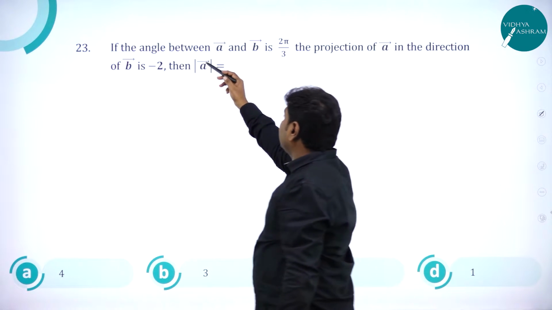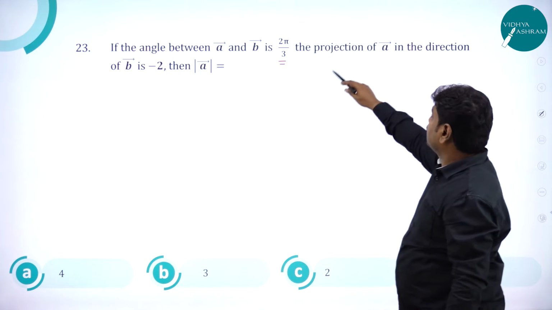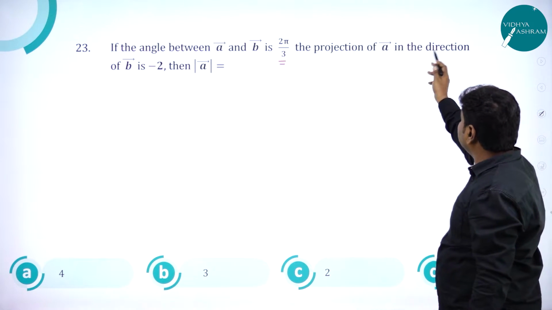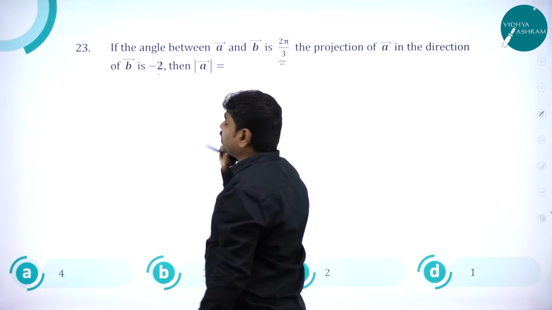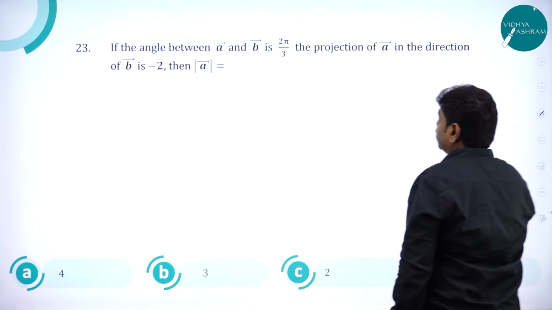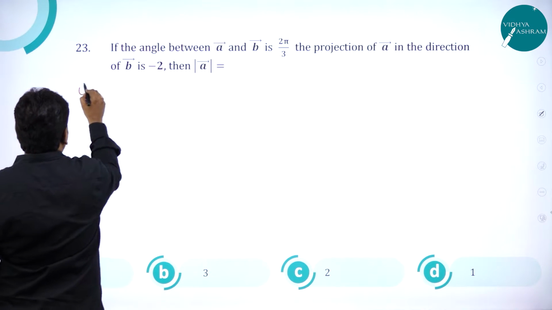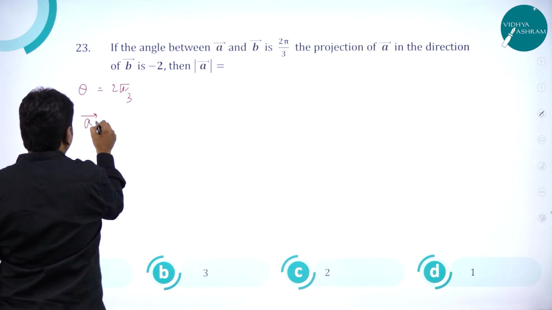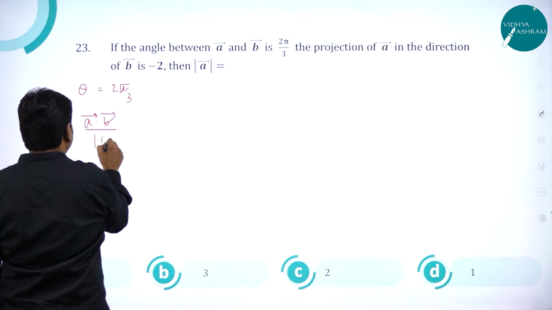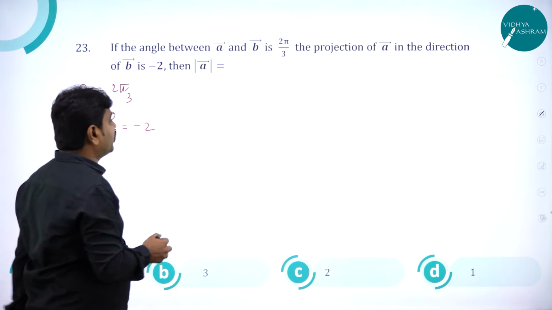Next, the angle between vector A and vector B is 2 pi by 3. They gave the angle. And the projection of A in the direction of B, or projection of A on B, is -2. Magnitude A they want. Read the question. When you read the question, angle between, they gave theta, they gave 2 pi by 3. Projection of A on B means what? A dot B by magnitude B. This is also given. How much? -2 when you read the question. They want you to find magnitude A.